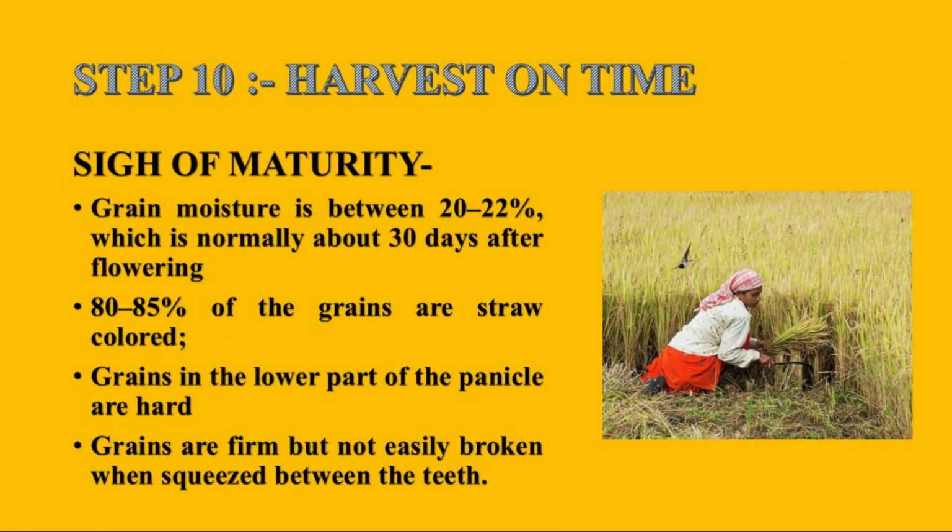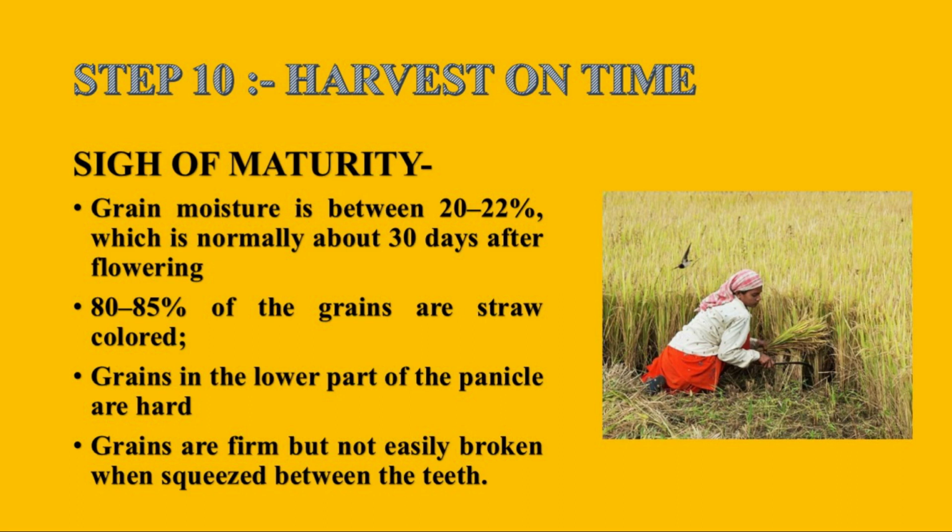Step number 10. Harvest on time. Harvesting the crop on time is very important to maximize yields and grain quality. Crops harvested too early will have many unfilled and immature grains. Immature grains break easily when milled and will not germinate when used for seed. If crops are harvested late, heavy losses will occur through shattering and bird attack. Quality will also decrease due to grain weathering, resulting in breakage and downgrading due to undesirable grain color.